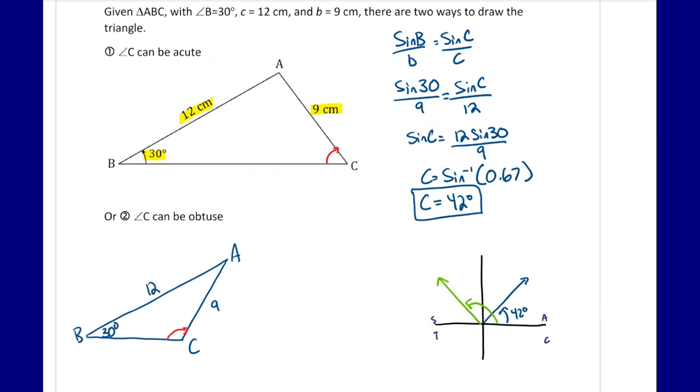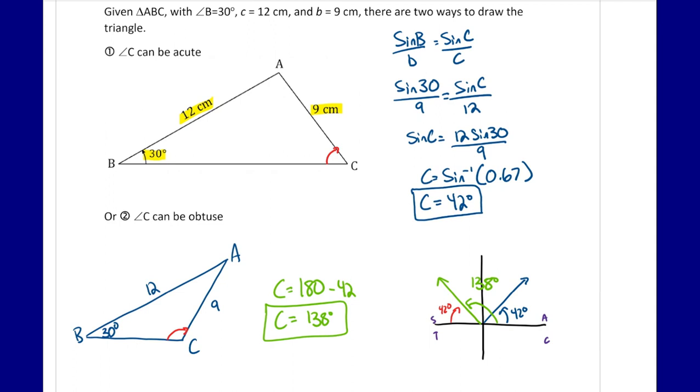So in this case, we need to figure out what that angle would be. We're using the knowledge of the acute or the related acute angle, 42 degrees, to work backwards, and we would get, so C would also equal 180 minus 42. So C could also equal 138 degrees. So that is our other possible situation.